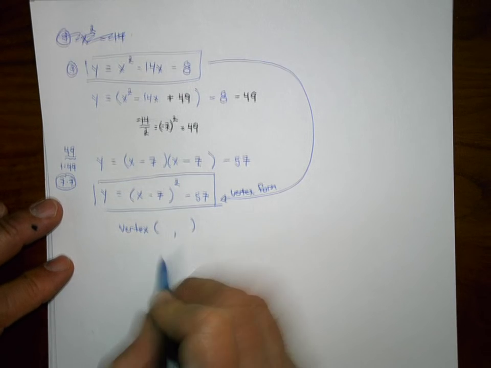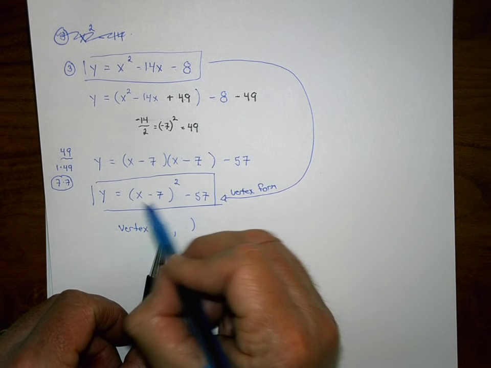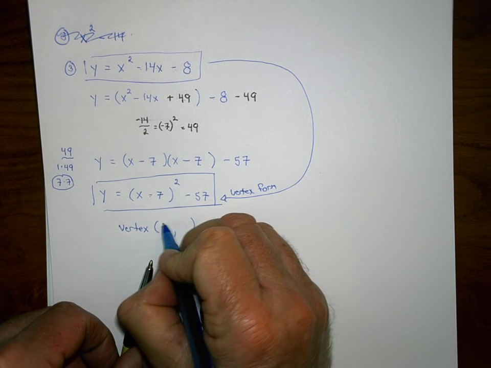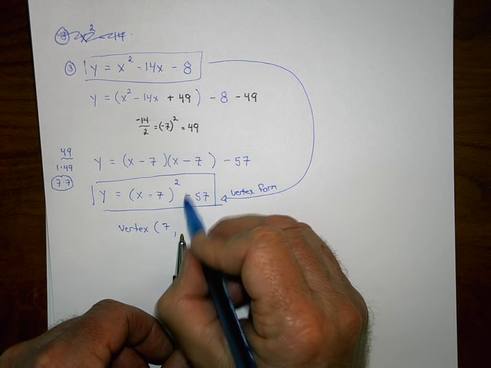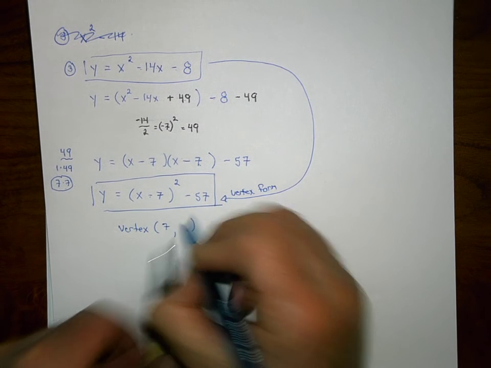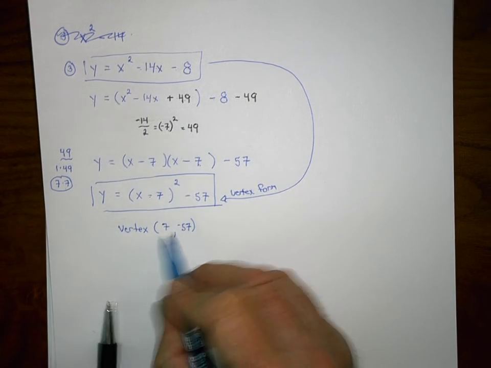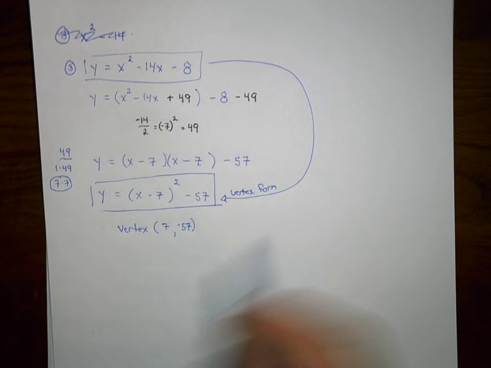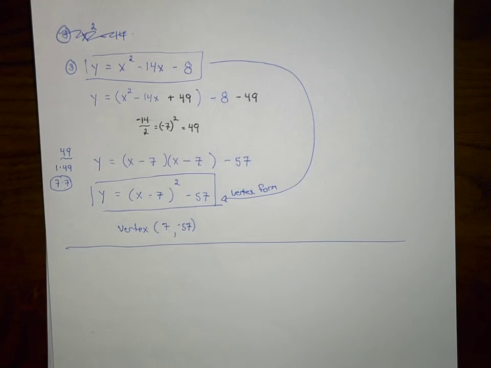So what's the x coordinate of the vertex? I look inside the parentheses. I see a minus 7, so the x coordinate's the opposite of that, positive 7. What's the y coordinate of the vertex? It's the number outside the parentheses, and it's exactly the number that you see. So that means the vertex of this equation would be found at the point 7, negative 57. Okay? All right, so that's your notes for completing the square.